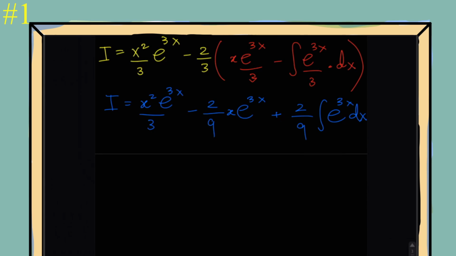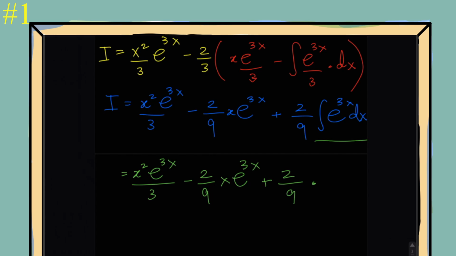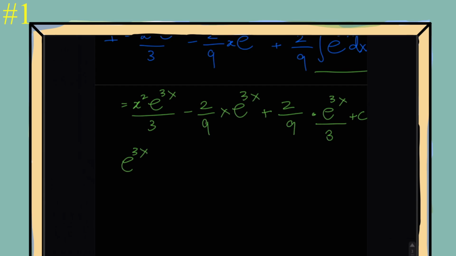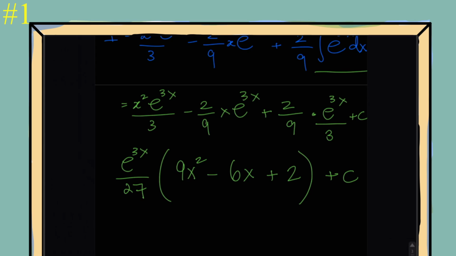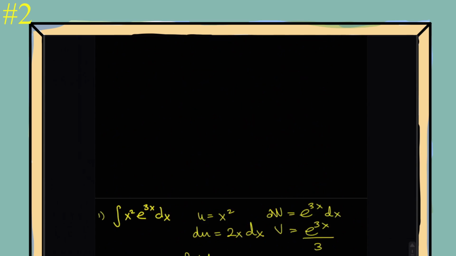This integral we've been doing the whole time, so our solution will just be x squared e to the 3x over 3 minus 2 over 9 x e to the 3x plus 2 over 9 times e to the 3x over 3 plus c. Factor out the e to the 3x over 27, giving us 9x squared minus 6x plus 2, all plus c. So that's essentially the answer. Now for the next problem.